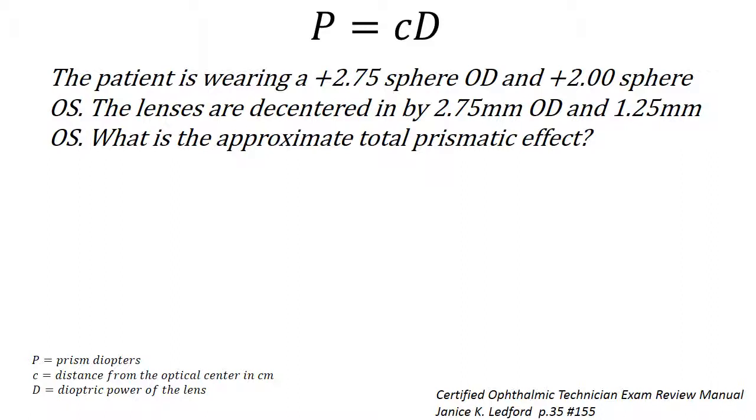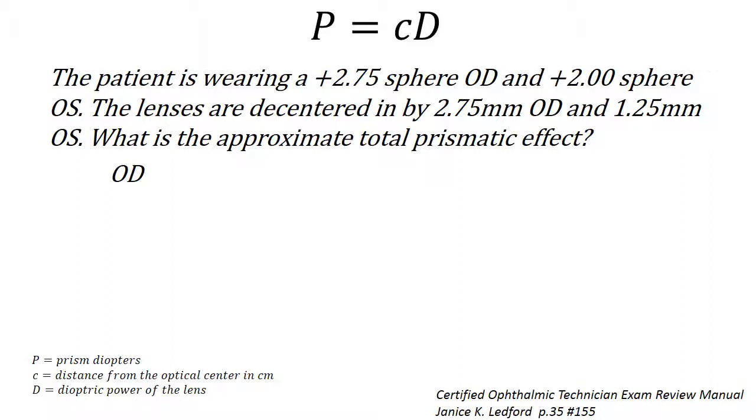So let's reread the problem here and see that both are decentered in. So we're talking horizontal, both in, so we're compounding. So we can figure out the prismatic effect for each eye and then just add them together for the total.